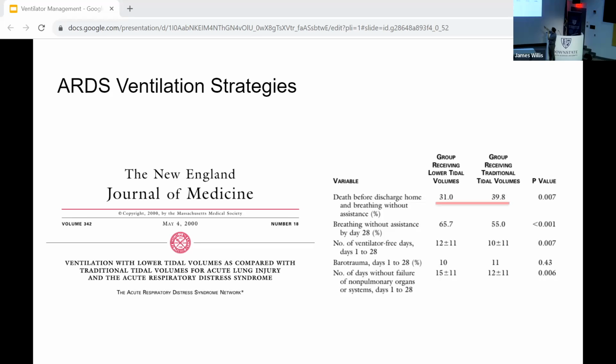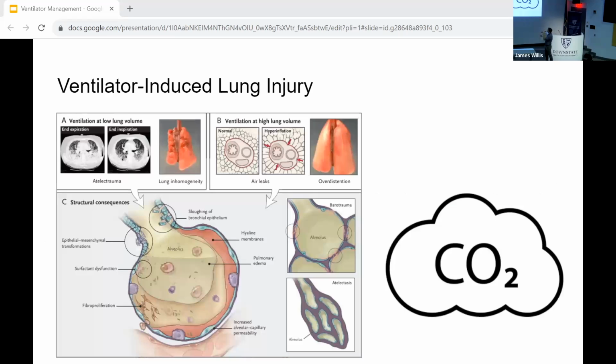But really, the main takeaway is 31% mortality versus 39%, both high, but 6 mLs per kilogram predicted body weight versus the higher than that, 12, improved mortality or prevented death, prevented harm, prevented ventilator-induced lung injury. And ventilator-induced lung injury is essentially barotrauma, high pressures; high volume, volutrauma; opening and closing of alveoli, so atelectrauma; and then the inflammation that's caused, so biotrauma from the ventilator-induced lung injury, independent of all the other things that you're doing on the ventilator.